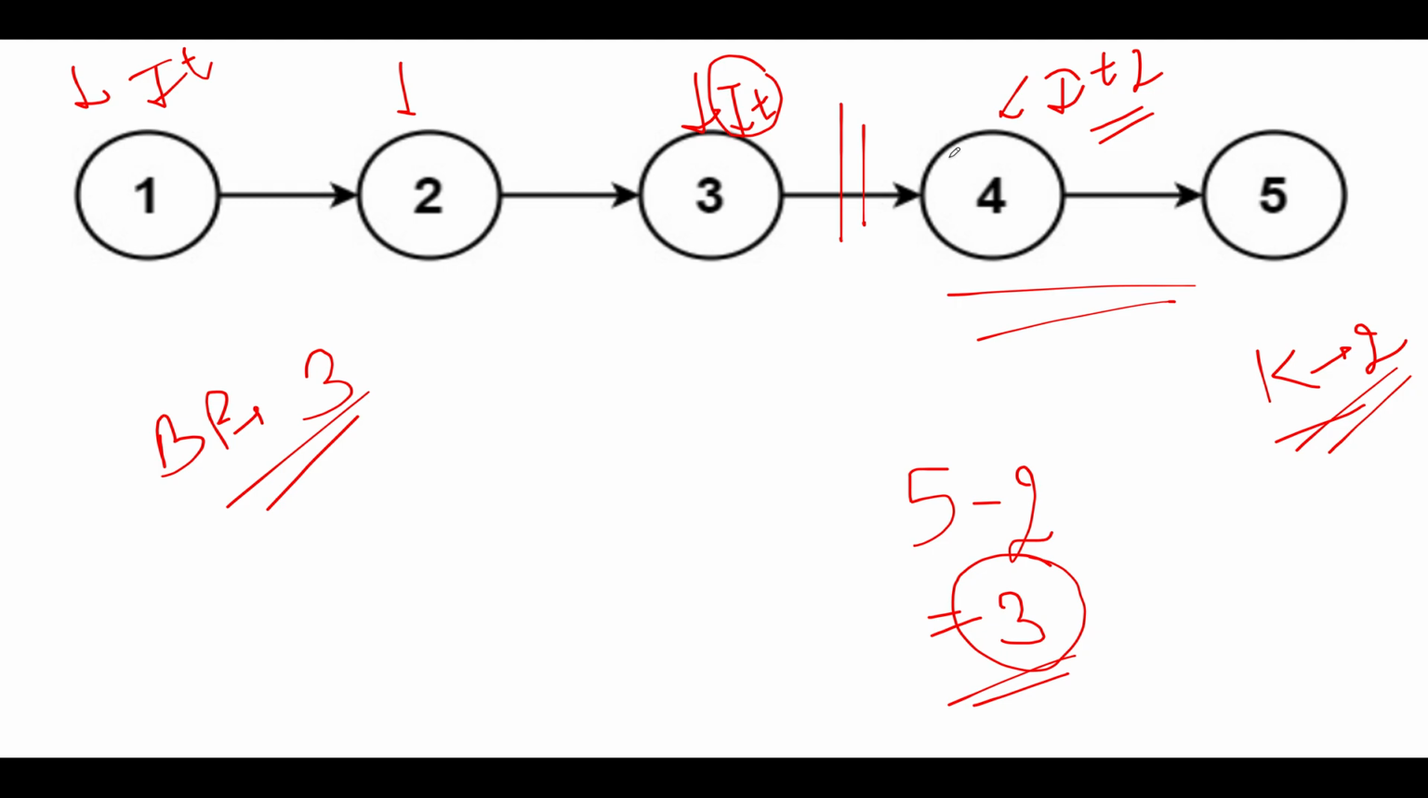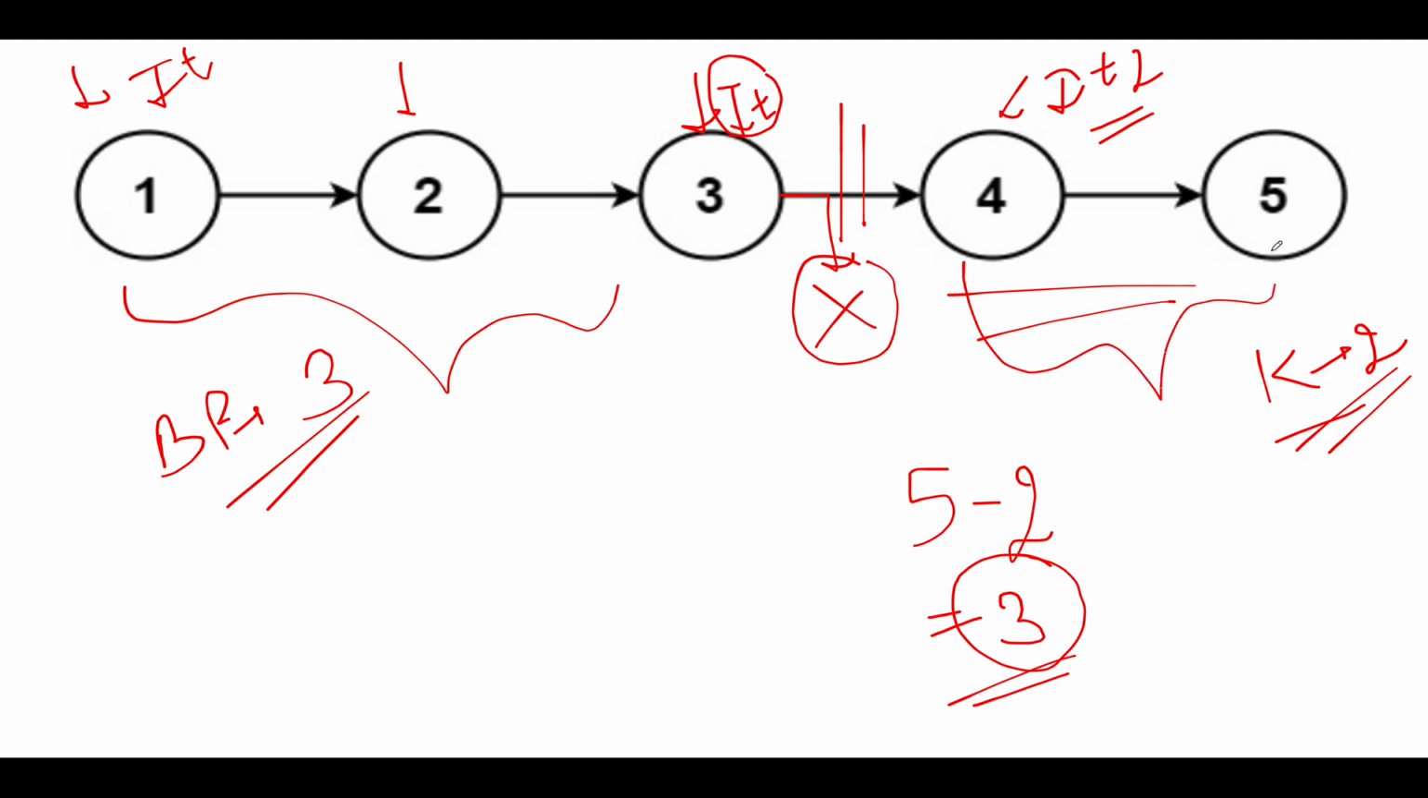And what we are going to do, we will simply update IT.next to null. So this gets updated to null. Now what is the state of the linked list? We have two linked lists now. One before the breakage point, another one after the breakage point.